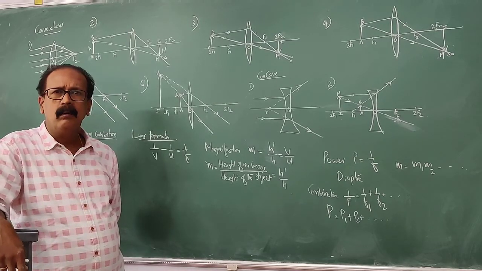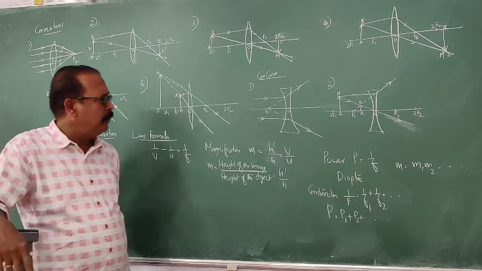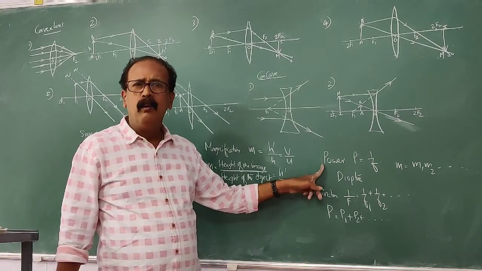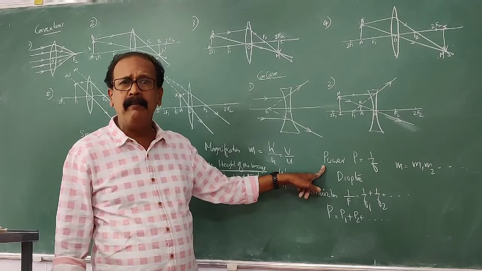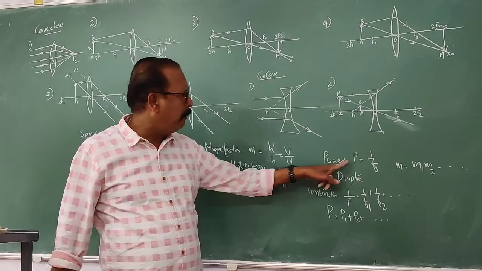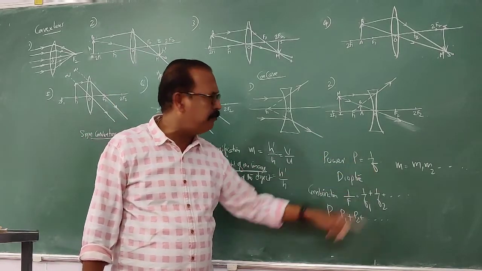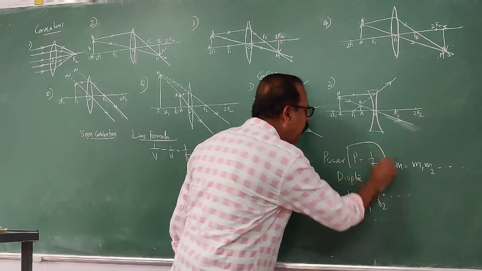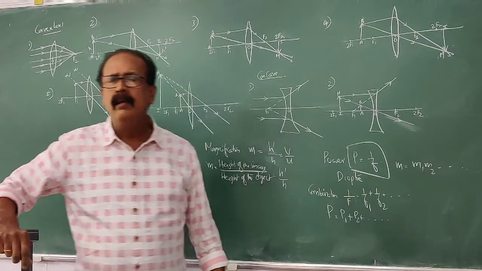Now, almost finished. One more term, not in the mirror: power of a lens. What is power of the lens? Focal power, or power of the lens. Power of the lens is the reciprocal of the focal length. It is 1 by f.